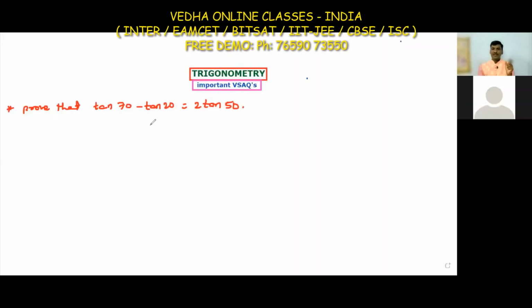So trigonometry, most important, very short answer question. Prove that tan 70 minus tan 20 is equals to 2 tan 50. Okay. So in this, I am taking here 70 minus 20 is equals to 50.